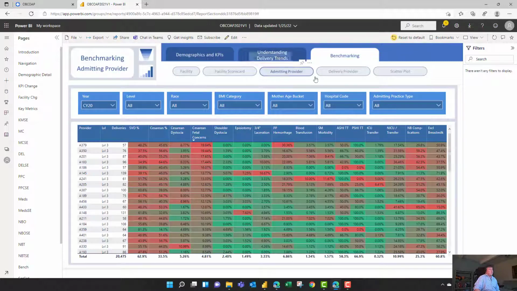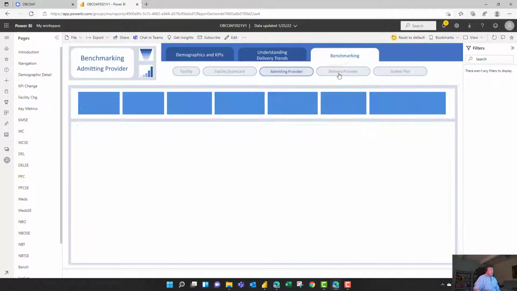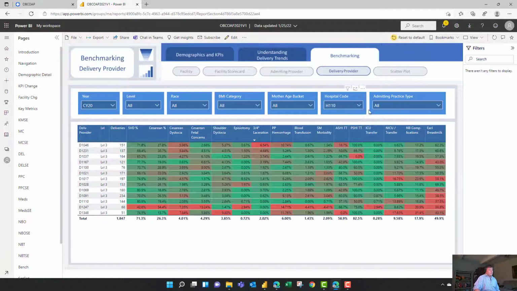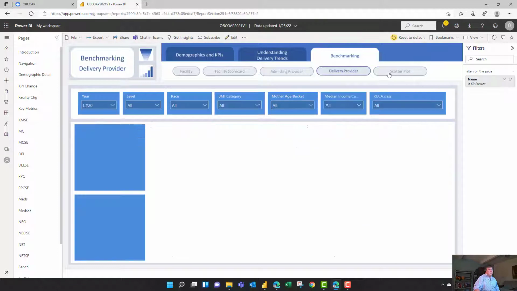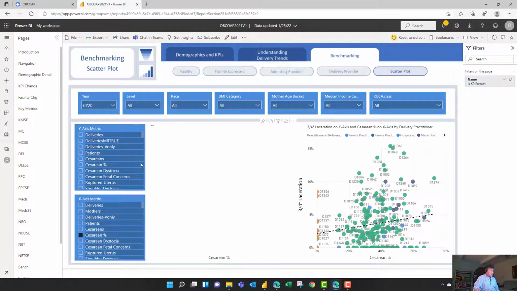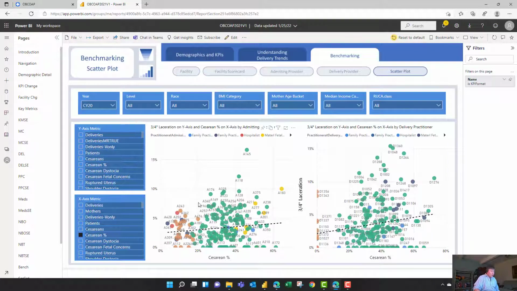Then we have scorecards for admitting provider and delivery provider. And I think this is really, really useful when we go and look at the facility or the hospital level, which can be accomplished right here. And then finally, the scatter plot, which I think is one of the most valuable ways of looking at data. So here we have admitting provider, the scatter plot, and then we have delivery provider.